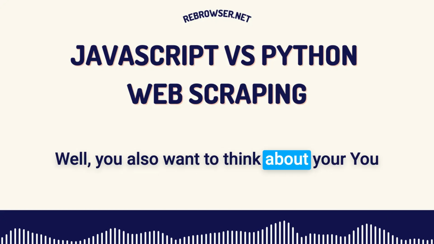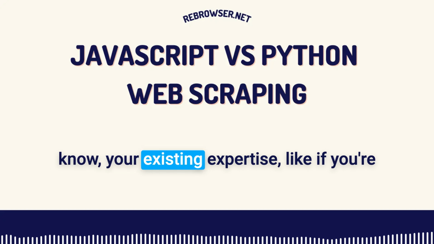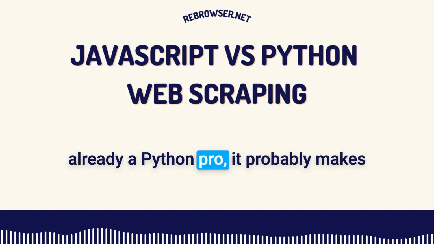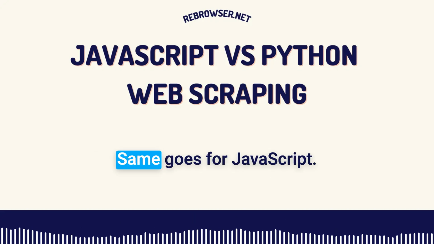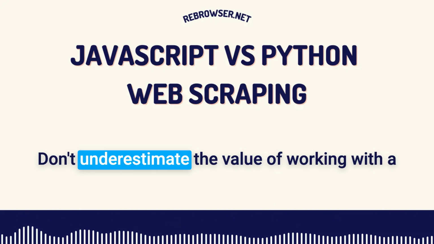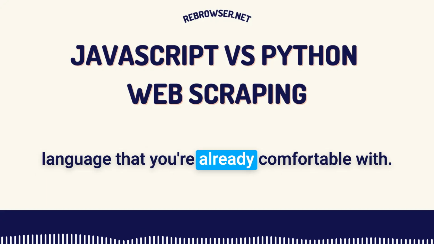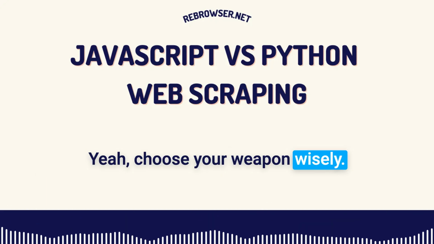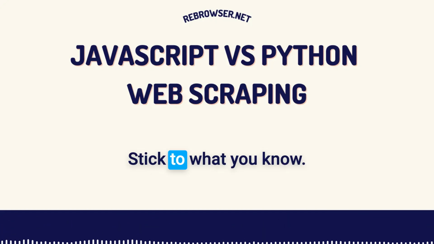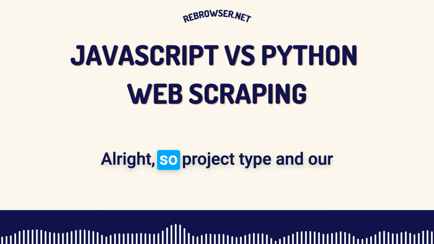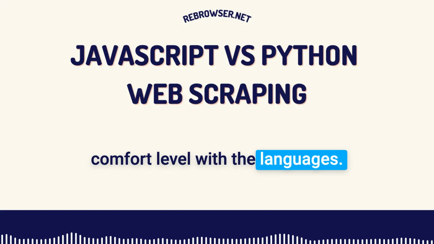Well, you also want to think about your existing expertise. Like if you're already a Python pro, it probably makes sense to stick with what you know. Same goes for JavaScript. Don't underestimate the value of working with a language that you're already comfortable with. Yeah, choose your weapon wisely, right? Exactly. If you're good with a sword, don't try to use a bow and arrow. Stick to what you know. Exactly. All right, so project type and our comfort level with the languages.